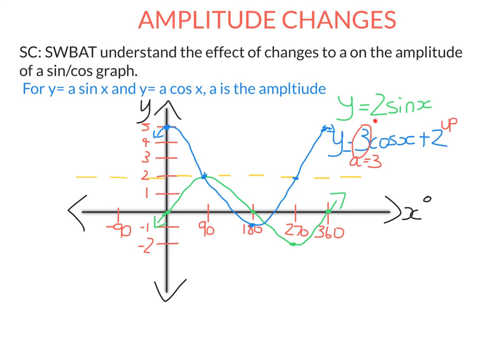Remember, the number in front of the sine or the cos gives you the amplitude. This number here gives you the mean position, and the amplitude is the distance from the mean position to the minimum or from the mean position to the maximum.